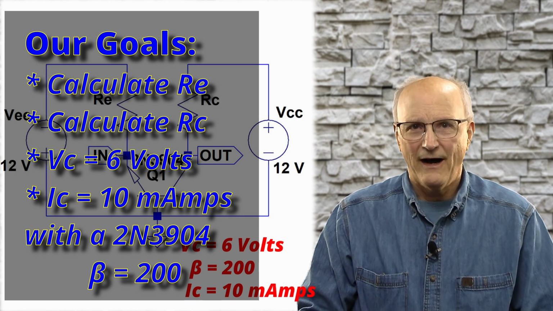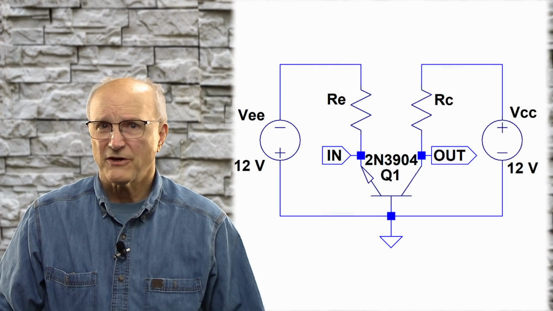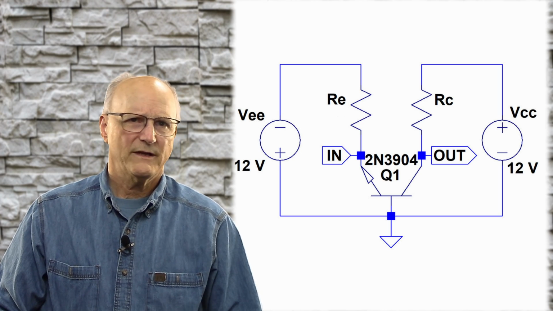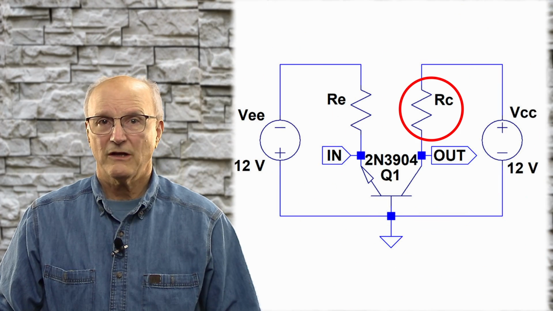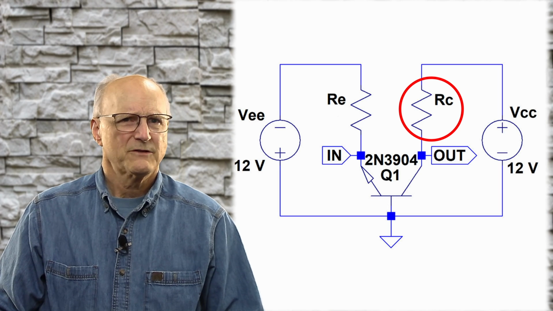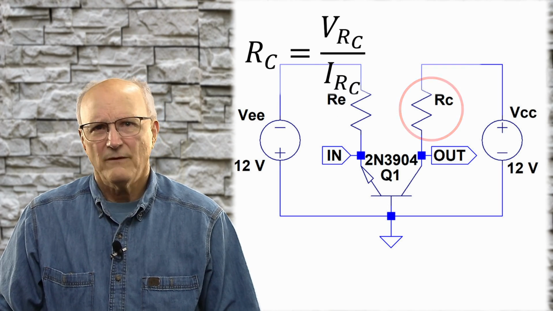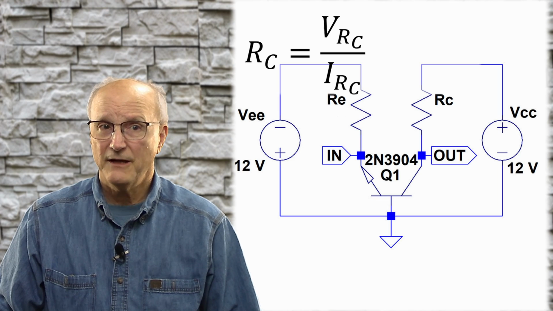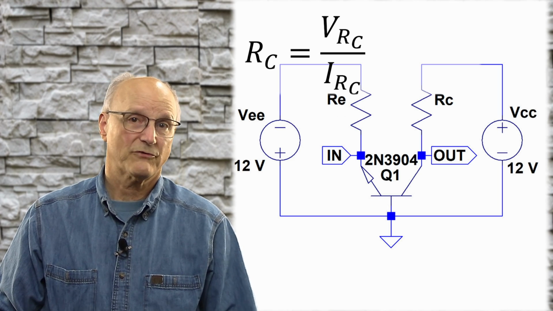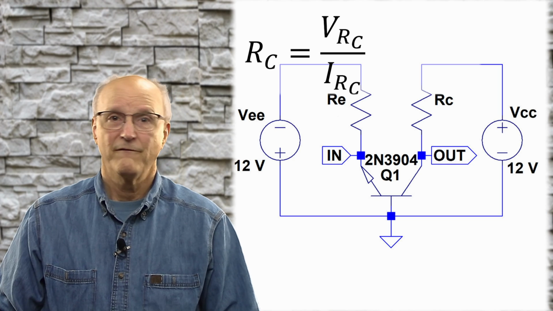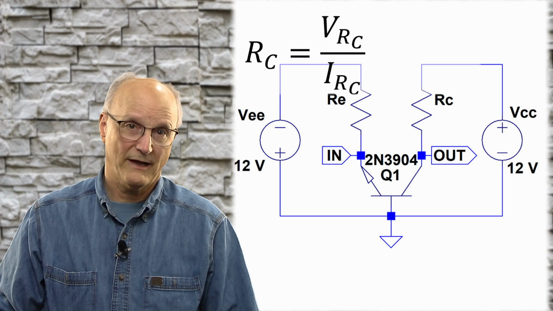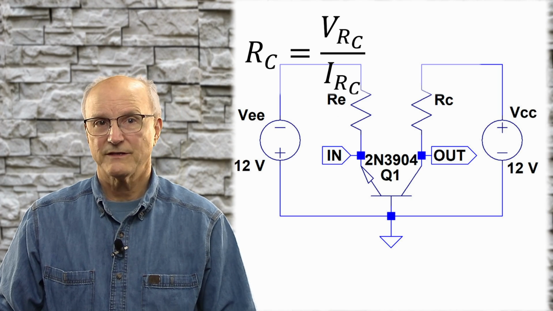Now, on to the analysis. We will begin with the collector circuit because we know the most about this. Our goal is to calculate the value of the collector resistor. So we start with Ohm's law, which tells us that the value of the collector resistor, RC, is equal to the voltage across the collector resistor, VRC, divided by the current through the collector resistor, IRC.